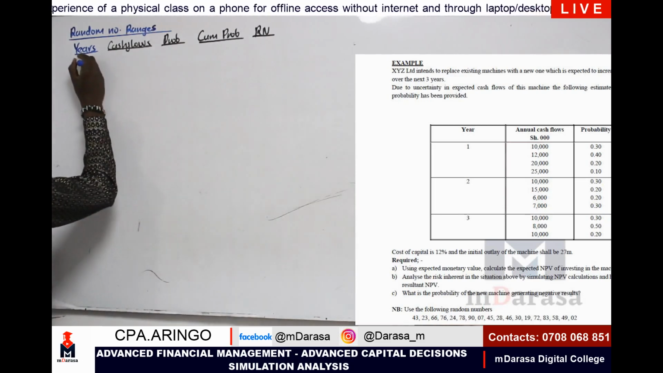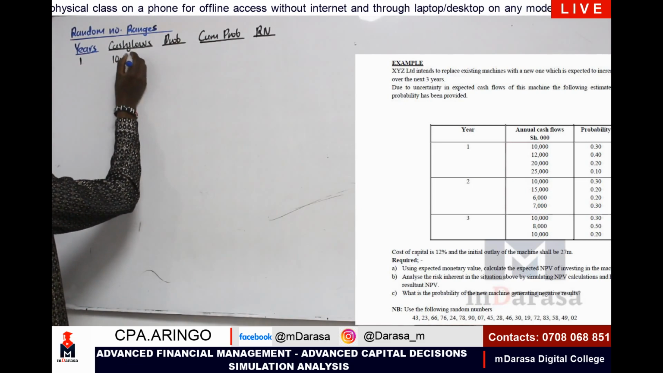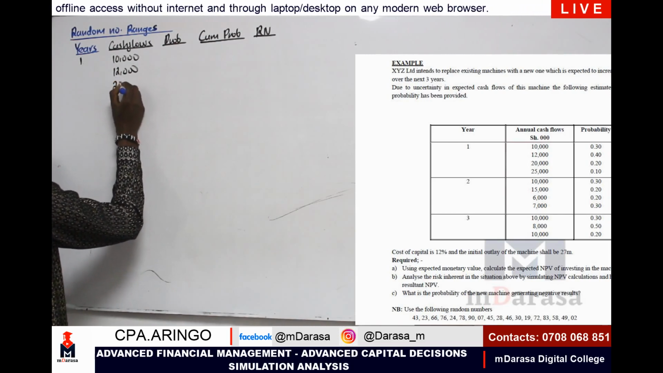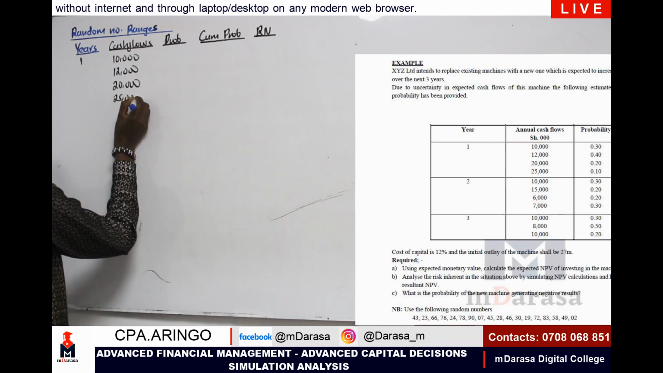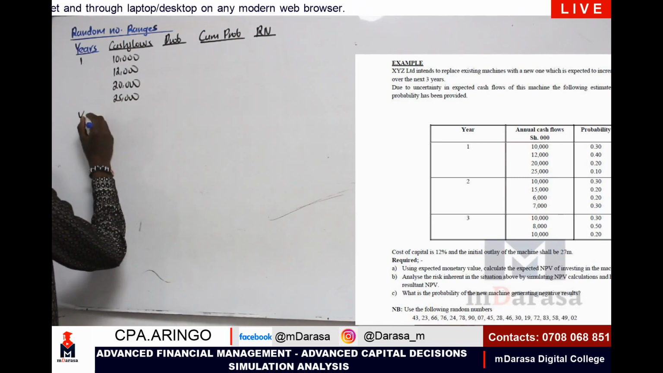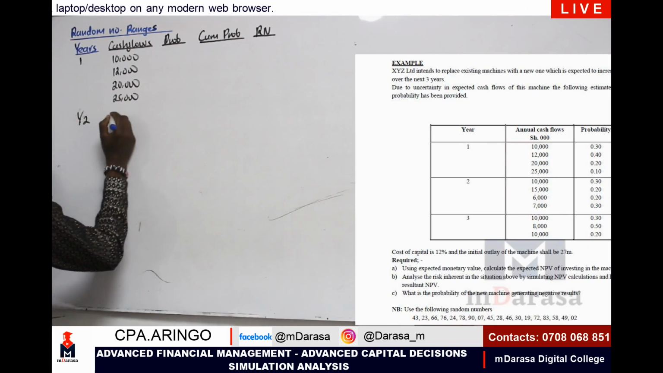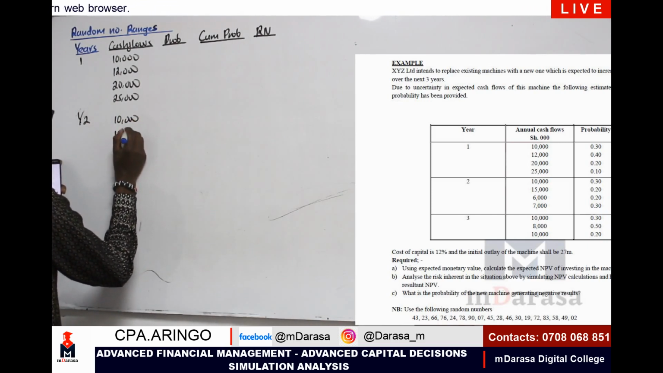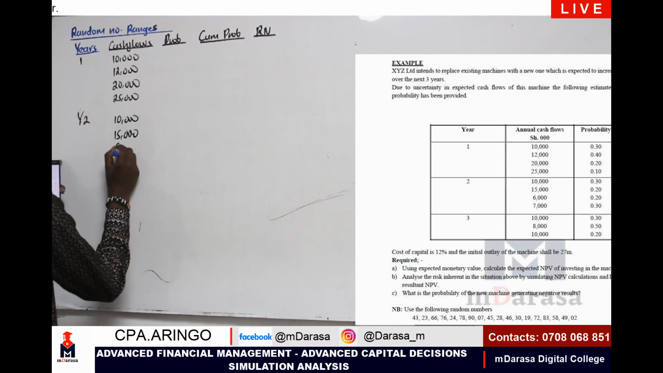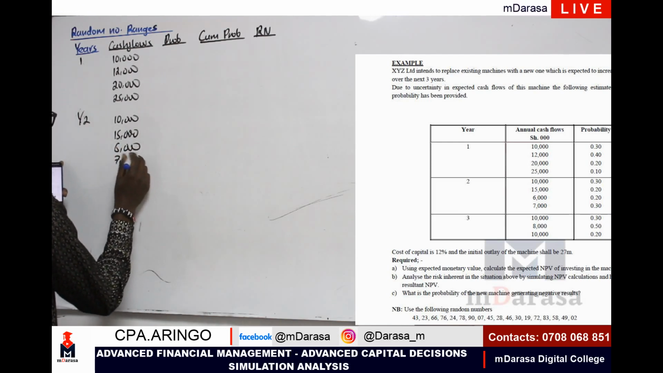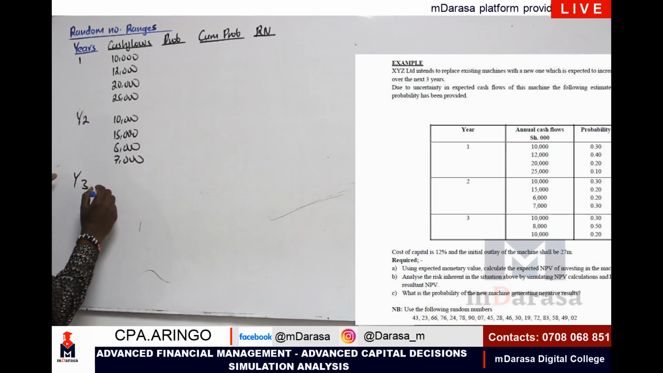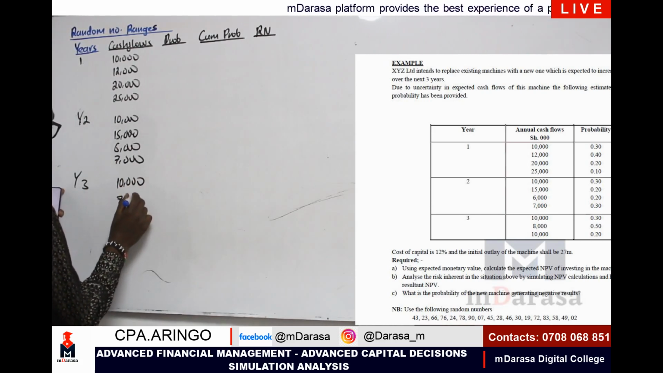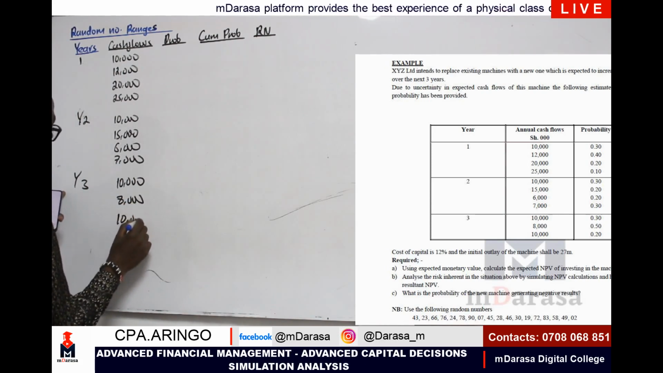Year 1, I'm having cash flows as follows: 10,000, 12,000, 20,000, and 25,000. Year 2, we are having 10,000, 15,000, 6,000, and 7,000. Year 3, we are having 10,000, 8,000, and 10,000. See what we have.